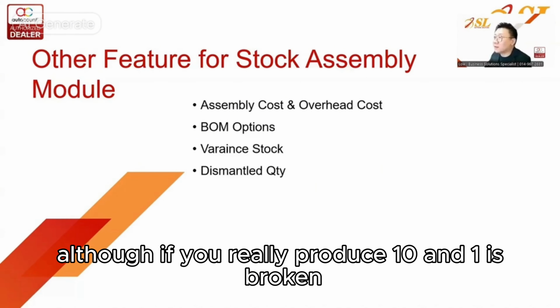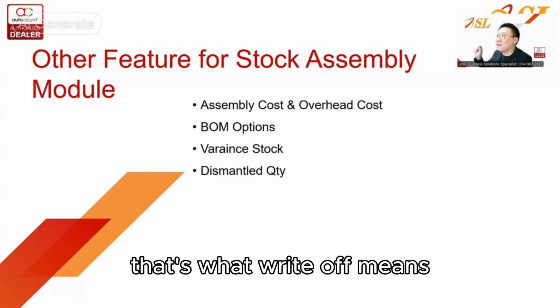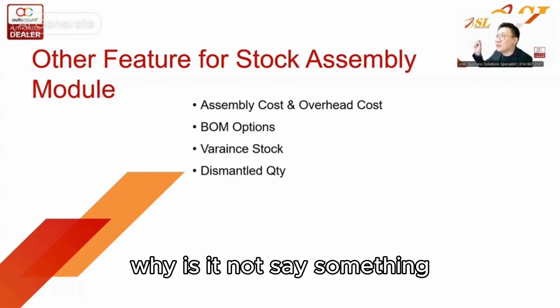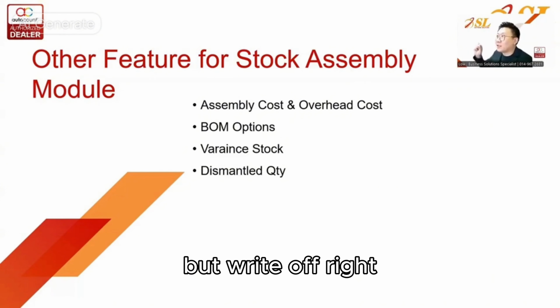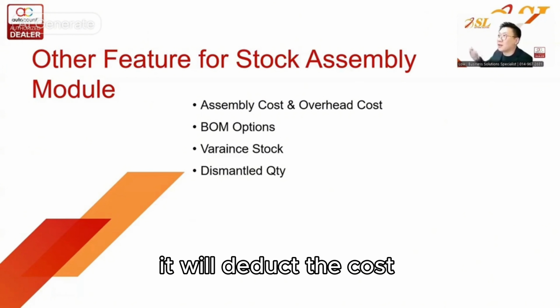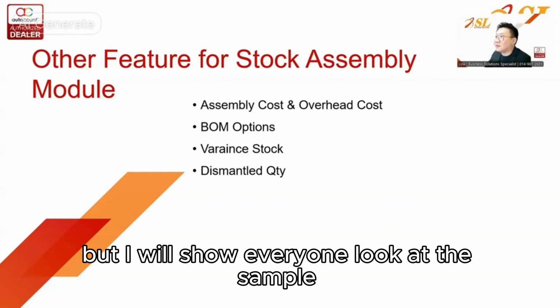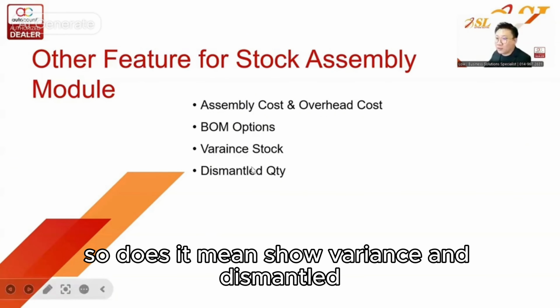Although if you really produce 10 and 1 is broken, just do a write-off here. That's what write-off means. Why not just say dismantled but write off, right? Because the graph will absorb the costing, and if the stock has an adjustment, it will deduct the cost. So dismantled quantity is not highly recommended, but I will show everyone, look at the sample. So let me show variance and dismantled.